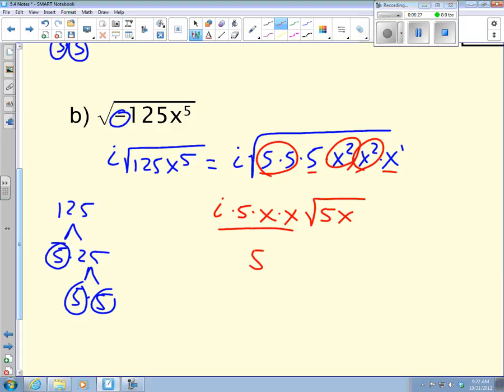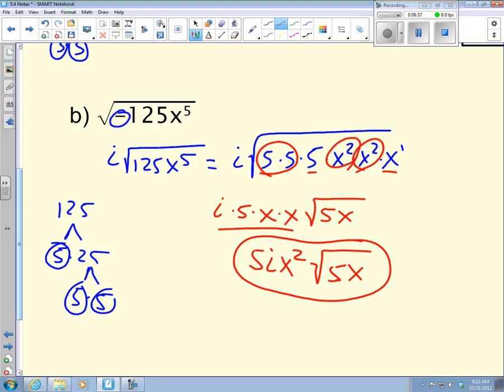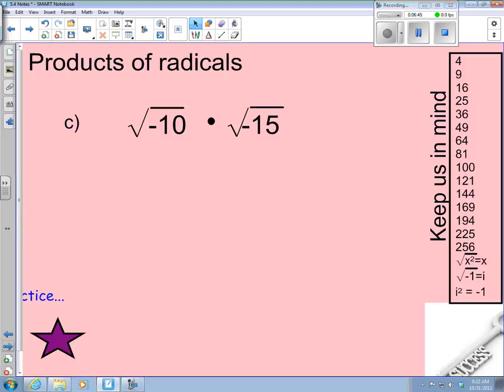So this is 5i x squared times the square root of 5x, and it is simplified. It's not only an imaginary number here, it's an imaginary expression because you're working with the x's here now. So, let's see what else we got here.